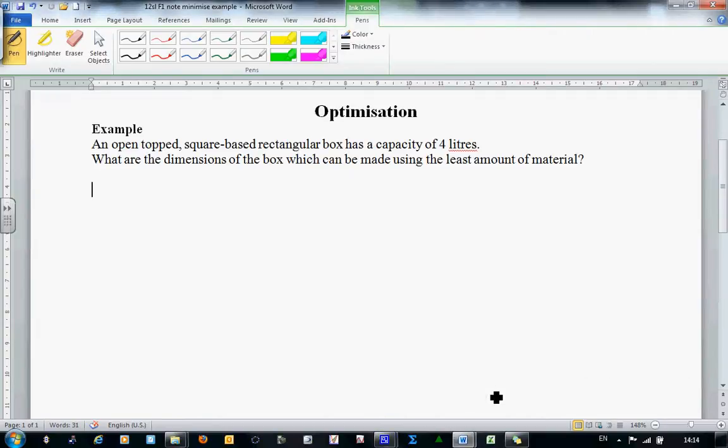Okay, the question we have to ask ourselves with these types of problems is, what are they actually asking for? The question said we're looking for the dimensions of a box, so that will be the length, the width and the height. And the box has got to be made using the least amount of material. Well, immediately that suggests that what we're looking for is that the surface area has to be a minimum.